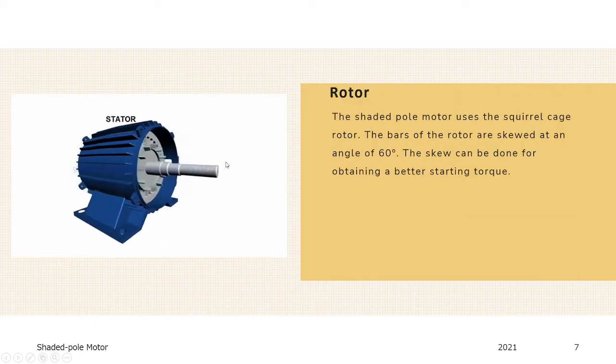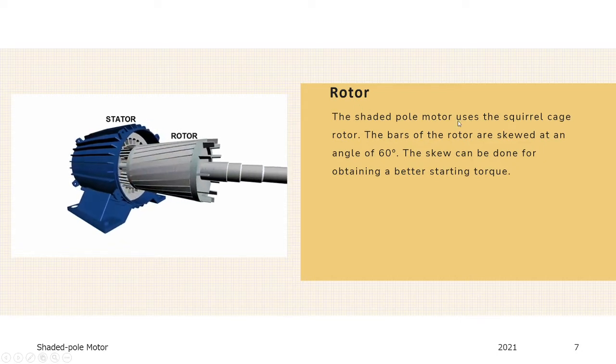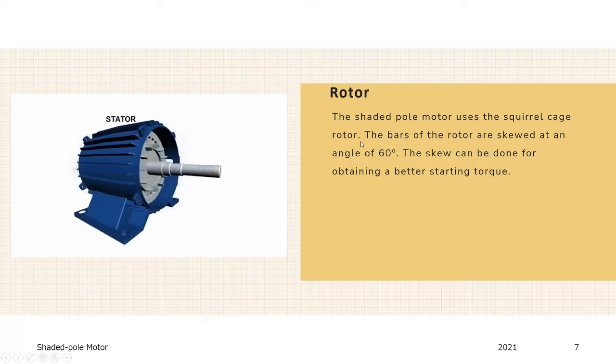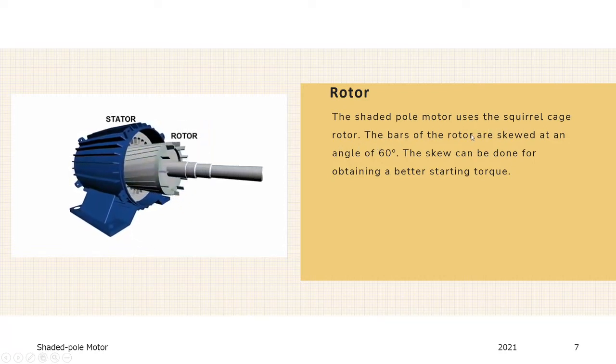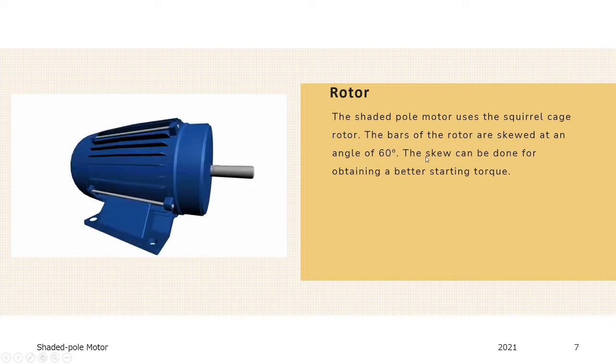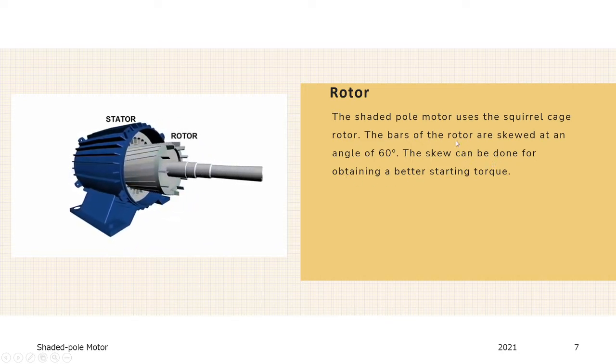So, rotor. Ito po, pakita niyo po kung nasan yung rotor. Ayun po, ito po yung ano. The shaded pole motor uses the squirrel cage rotor. The bars of the rotor are skewed at an angle of 60 degrees. The skew can be done for obtaining a better starting torque.